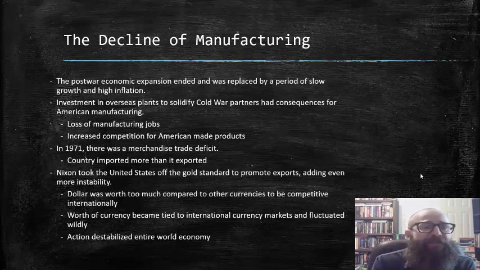Also, in the early 1970s, Nixon took the United States off the gold standard, and he hoped that this would promote exports, but it added even more instability. The decision was made because, based on the gold standard, the dollar was worth too much compared to other international currencies to be competitive in the international economy. But by taking it off the gold standard, the worth of the dollar, the American currency, became tied to international currency markets, and as a result fluctuated wildly. And this action destabilized the entire world economy.